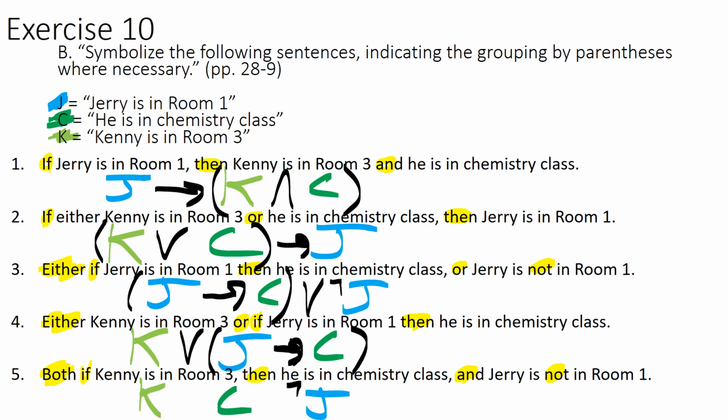So we have if K, then C, in parentheses. And then we have an and, or a wedge. So parentheses, if K, then C, close parentheses, and not J.